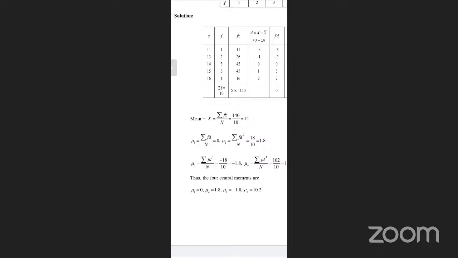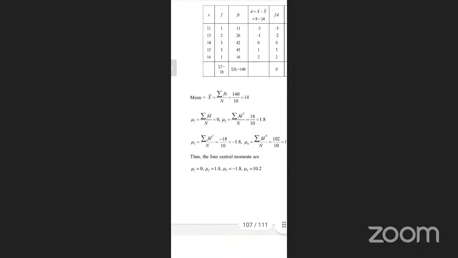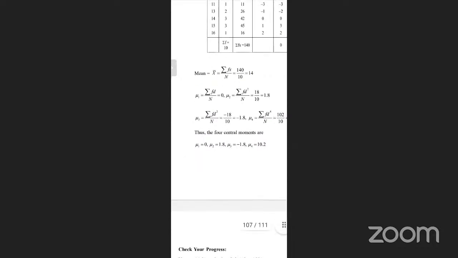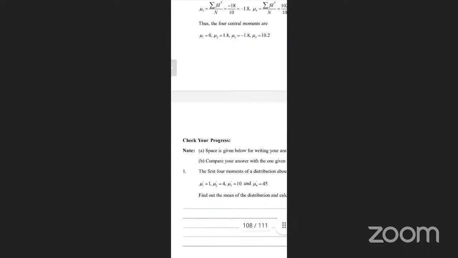Mu2 is equal to 1 by n sigma fd square, that is 18 by 10, that is 1.8. Mu3 and mu4 are computed similarly. Thus the 4 central moments are mu1, mu2, mu3, mu4. So that is the first problem.